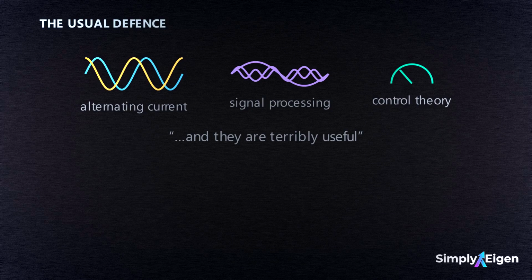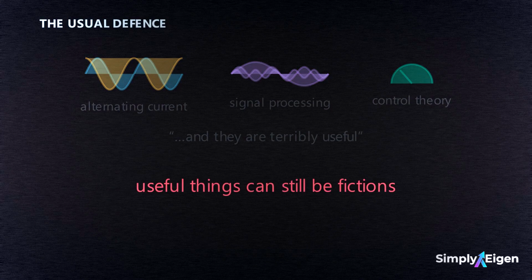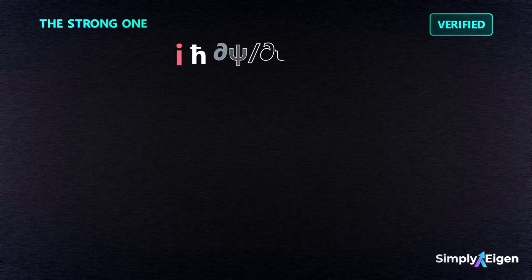Now, usually this is where a video tells you that engineers use complex numbers for alternating current and signal processing, and that they are terribly useful. And that is true, and it is a weak defense. Useful things can still be fictions. A convenient bookkeeping device is still a bookkeeping device. So here is the strong one.